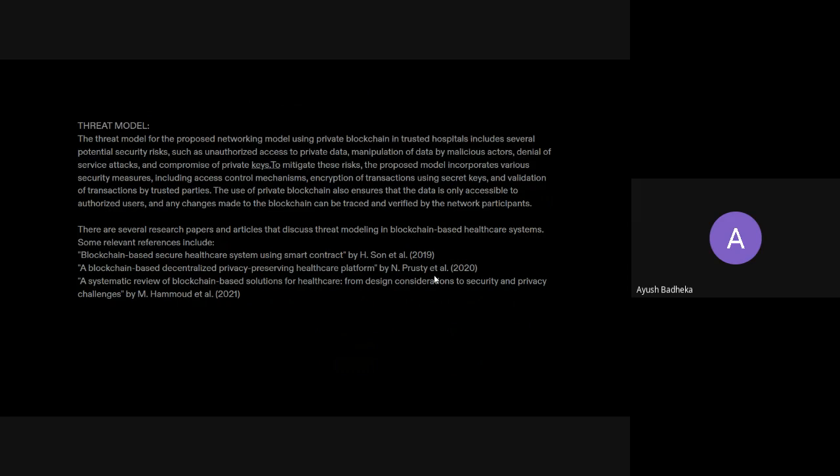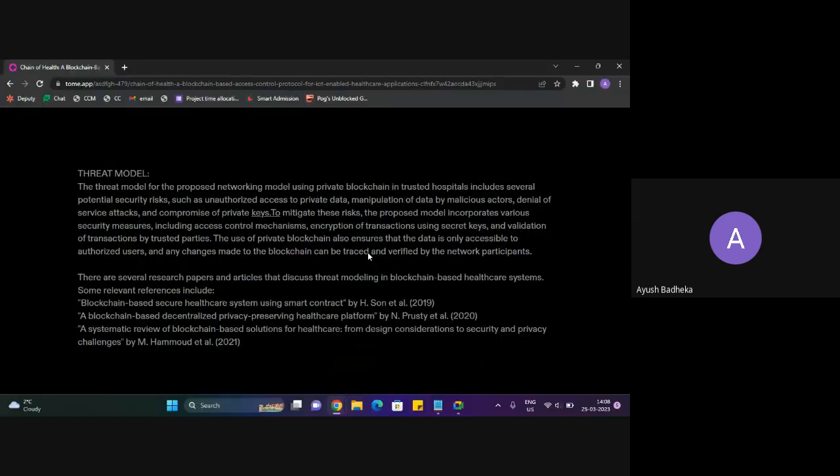To mitigate these risks, the proposed model incorporates various security measures, including an access control mechanism. That's what we are trying to do today. That's what we are talking about in this paper presentation. And encryption of transactions using a secret key. Yes, every transaction has to be encrypted. And if the transactions are not encrypted, the data can be used by external entities or adversaries. Take care of every particular thing that is going on within the organization. And validation of transactions by trusted parties. The use of blockchain.